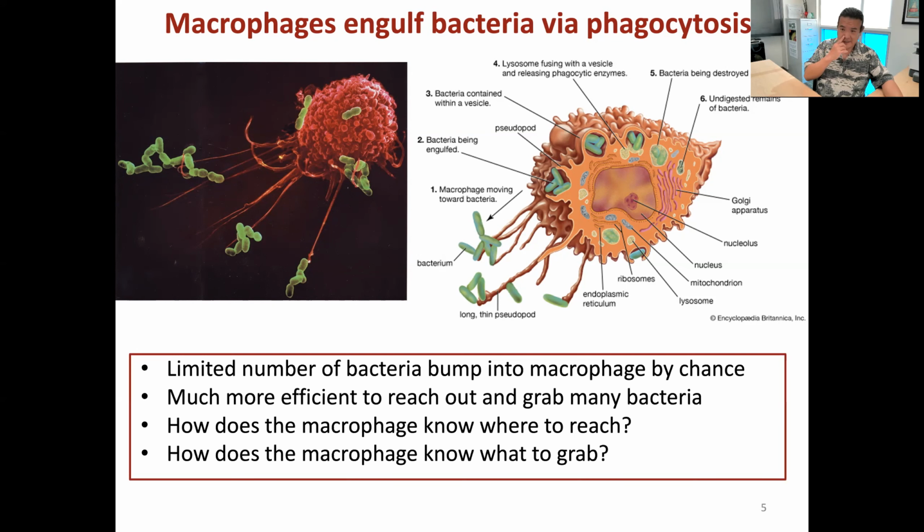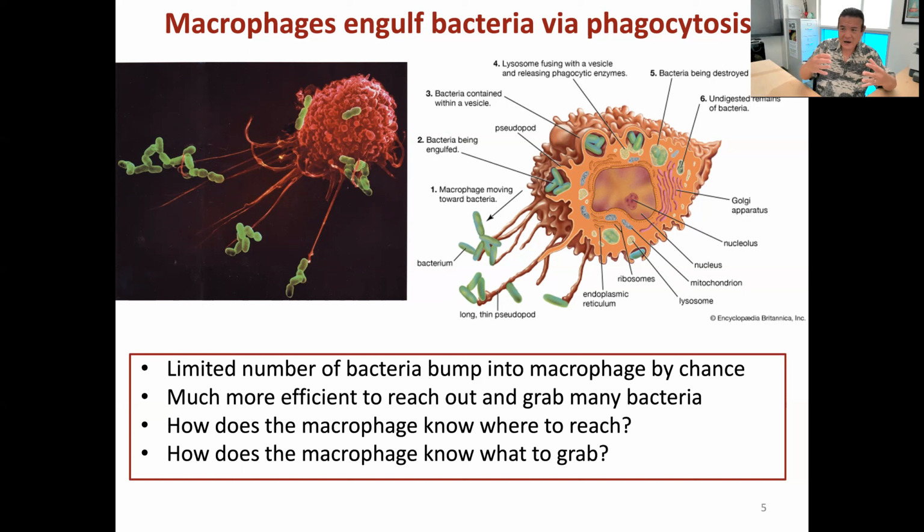So think about this though. If the macrophages are just wandering around in your tissue, then they're really going to, by chance only, bump into a limited number of bacteria. It's much more efficient if these macrophages can really stick to these bacteria so they can grab them and bring them in. So how does the macrophage actually know what it's reaching for? What is it attaching to?